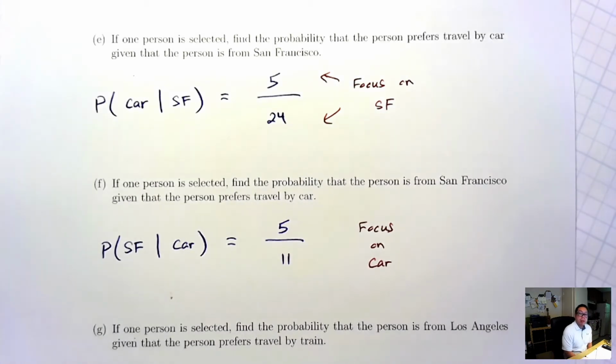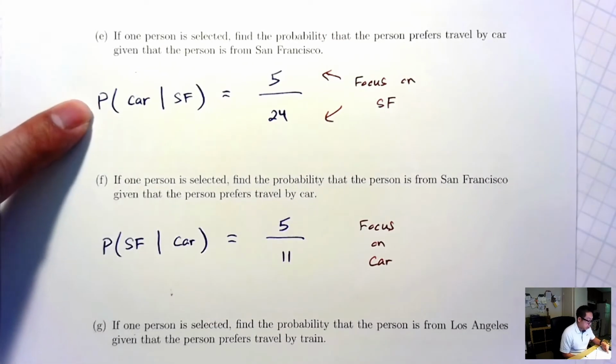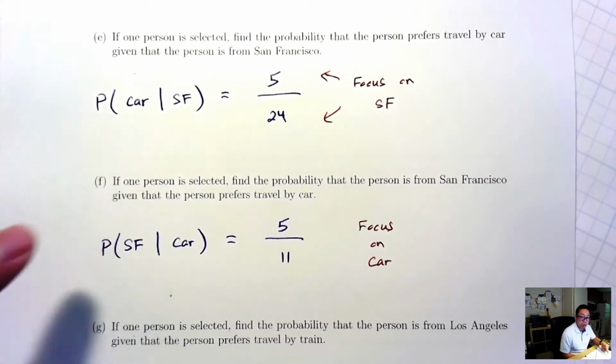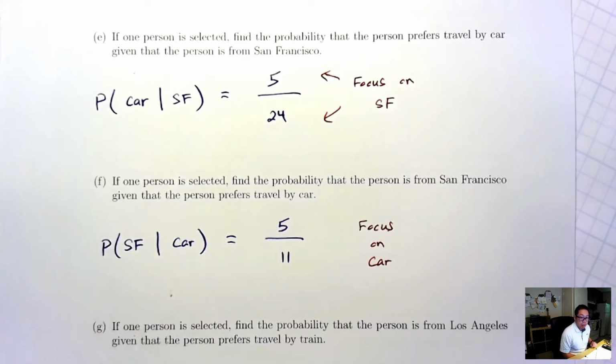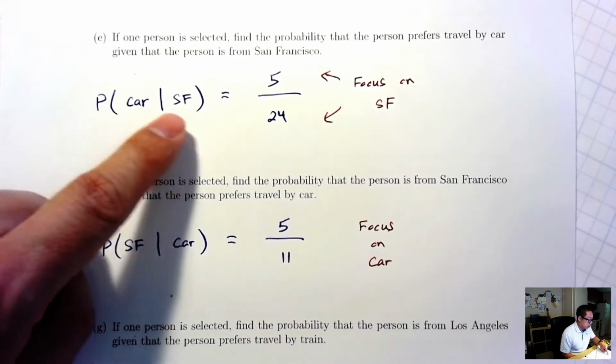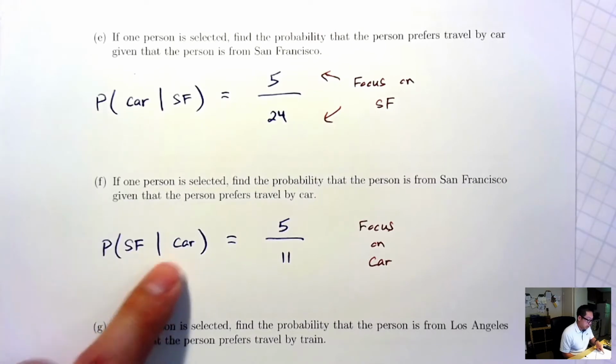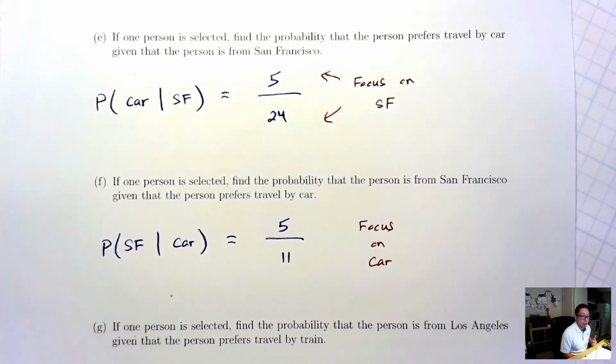Let's take a step back here and take a look at E and F. Part E is car given San Francisco. Part F is San Francisco given car. What I wanted to point out for E and F is to ask you, does the order matter? Car given SF, SF given car. Yes, it does, because you get 2 different answers.